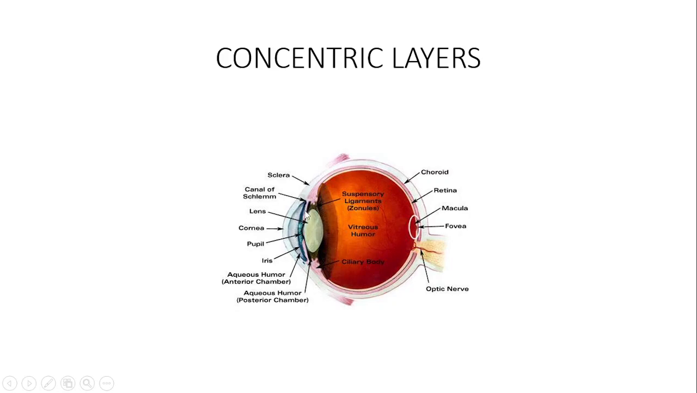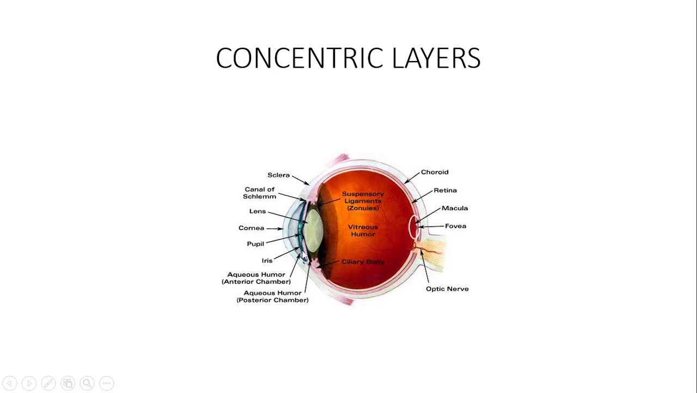This is the iris, and at the center of the iris you have the pupil. From the cornea you go to a chamber in front of the iris. Because it's in front of the iris, we call it the anterior chamber. The anterior chamber contains aqueous humor. Because the pupil is an open space, it will also contain aqueous humor.